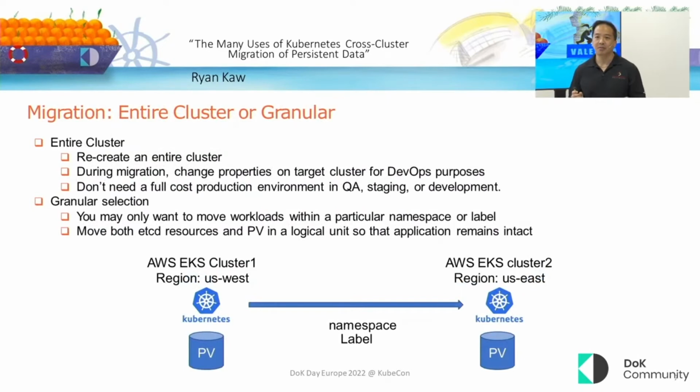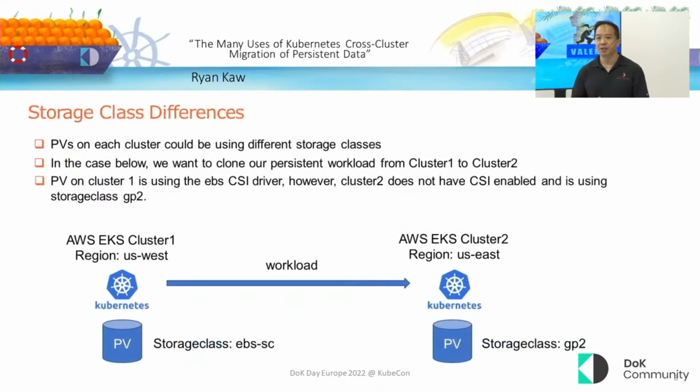And as you think about migrating that data to a new cluster, do you really need to move the entire cluster? In some cases you might want to, but you can also get pretty granular about what you want to move. Maybe it's just a specific namespace or a specific label, and you could take just the etcd and the persistent volume so that the application remains intact in another cluster.